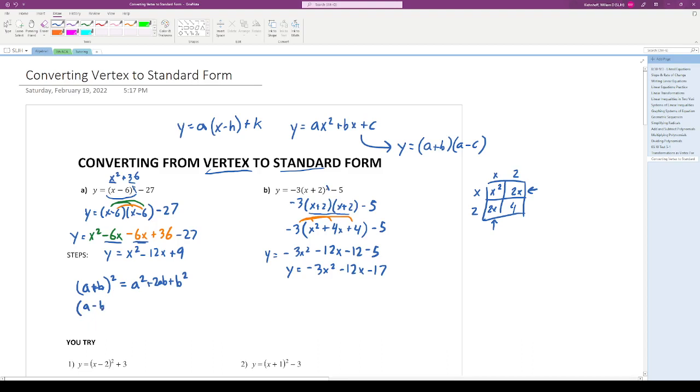Similarly, if we have (a minus b) squared, remember what happened here is we had minus 6's in the middle. So it's very similar. We still get a squared, and we still get b squared, and it's positive because we're squaring our 6 at the end, right? We had a plus 36. But then in the middle, we get minus 2ab.